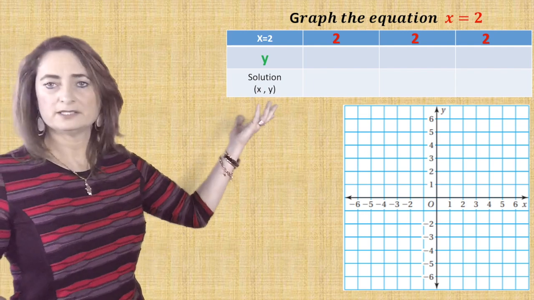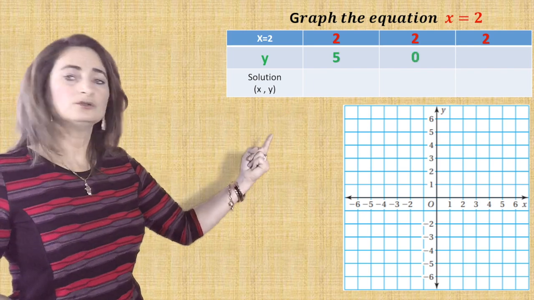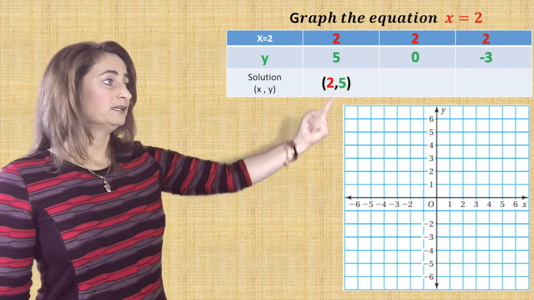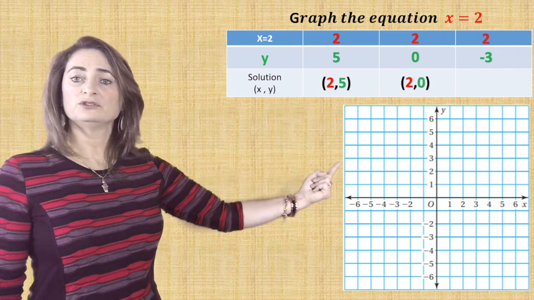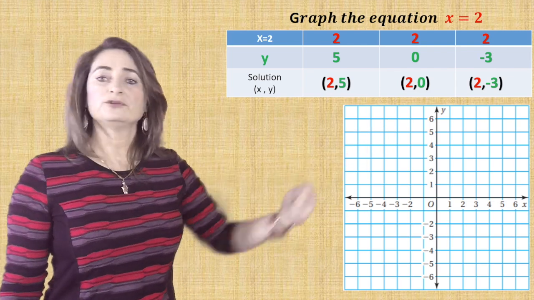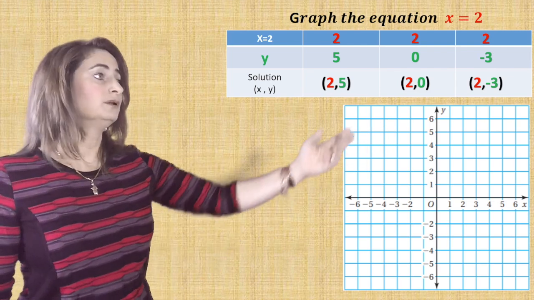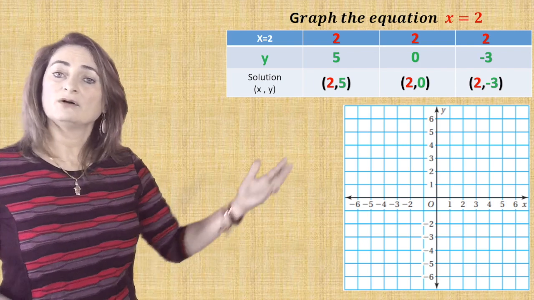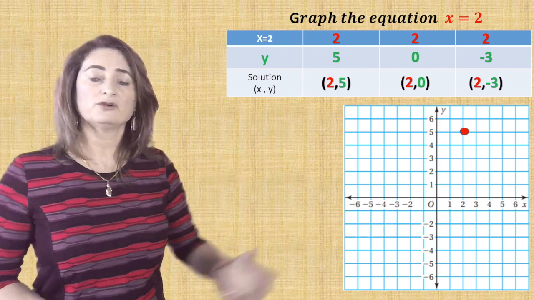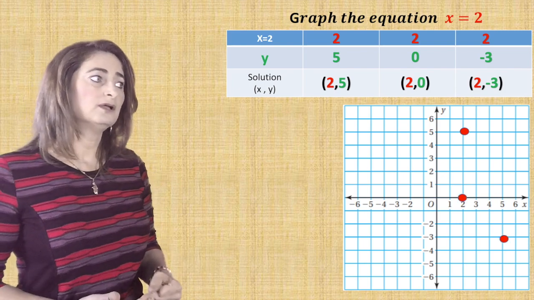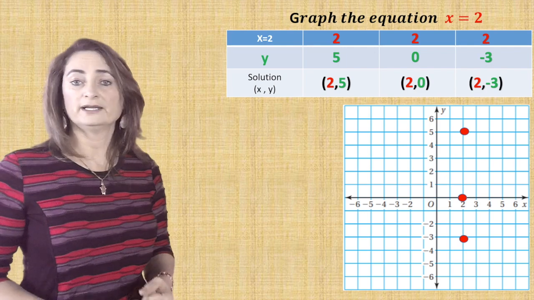The first time I can say y equals 5, so the solution, as an ordered pair, is (2, 5). I can come up with y equals 0, so the solution would be x is 2, y is 0. And the last time I can come up with a number, it's -3, for example. So the solution would be (2, -3). Now let's plot them. Take all these solutions and put them on the graph. The first one is (2, 5). The second one, (2, 0). And the last one, (2, -3).